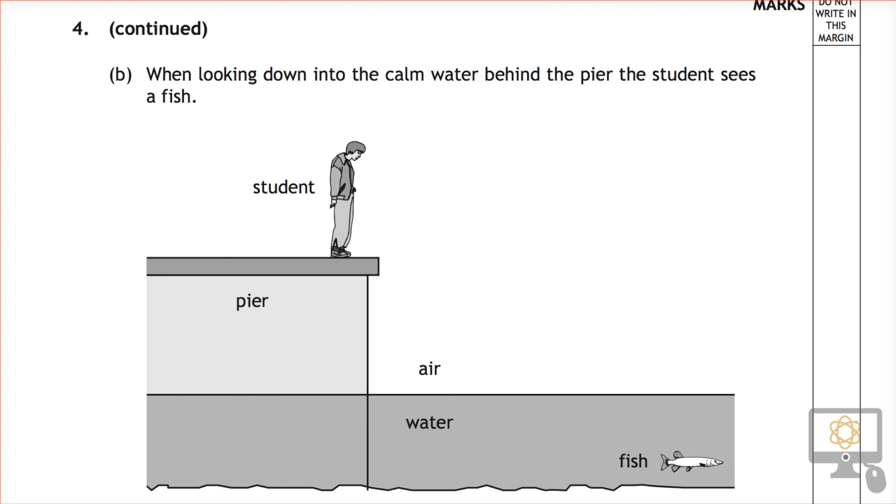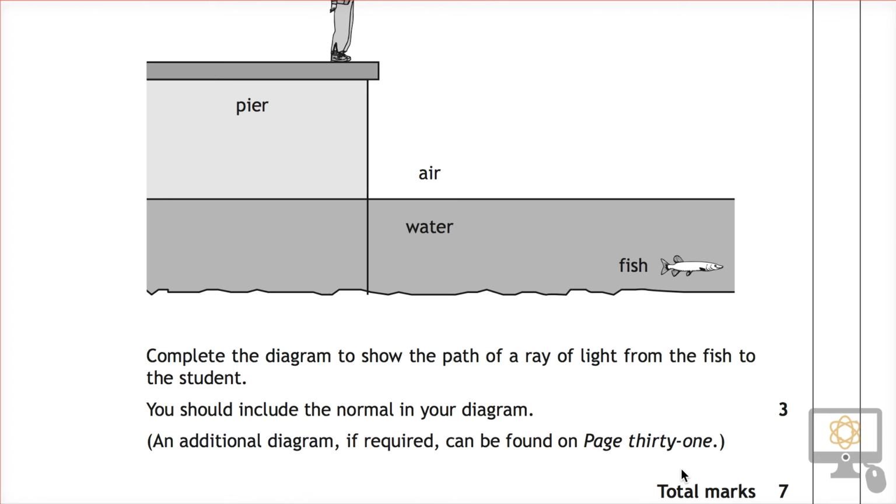Okay, so let's have a look at question 4b from the 2014 National 5 Physics paper. It says, when looking into a calm water behind the pier, the student sees a fish. So this question relates to the previous question where the student was fishing and there were waves coming in. So now the water's calm and the student sees the fish. Unfortunately, they don't have their rod with them this time, so they can't catch it. But let's have a look at the question nevertheless.